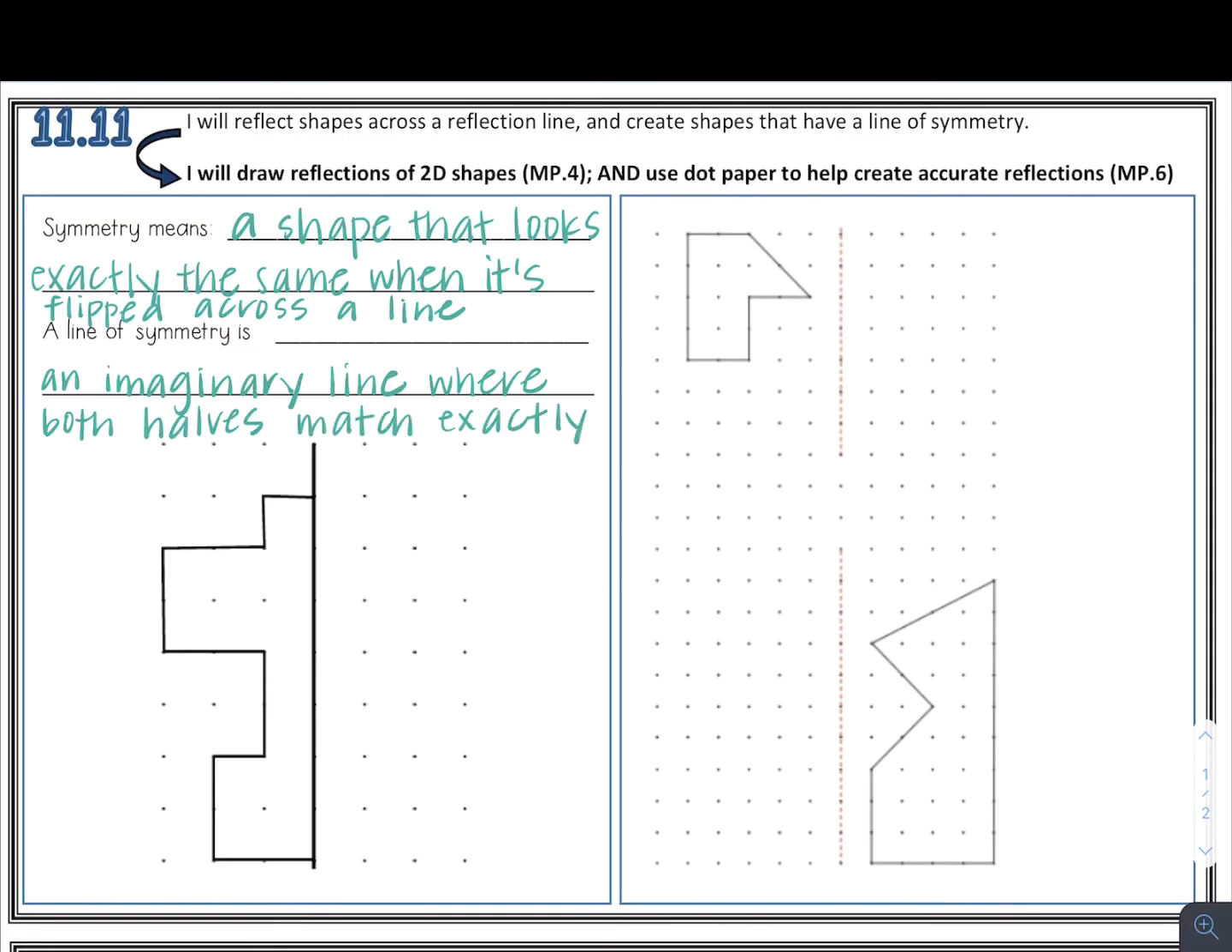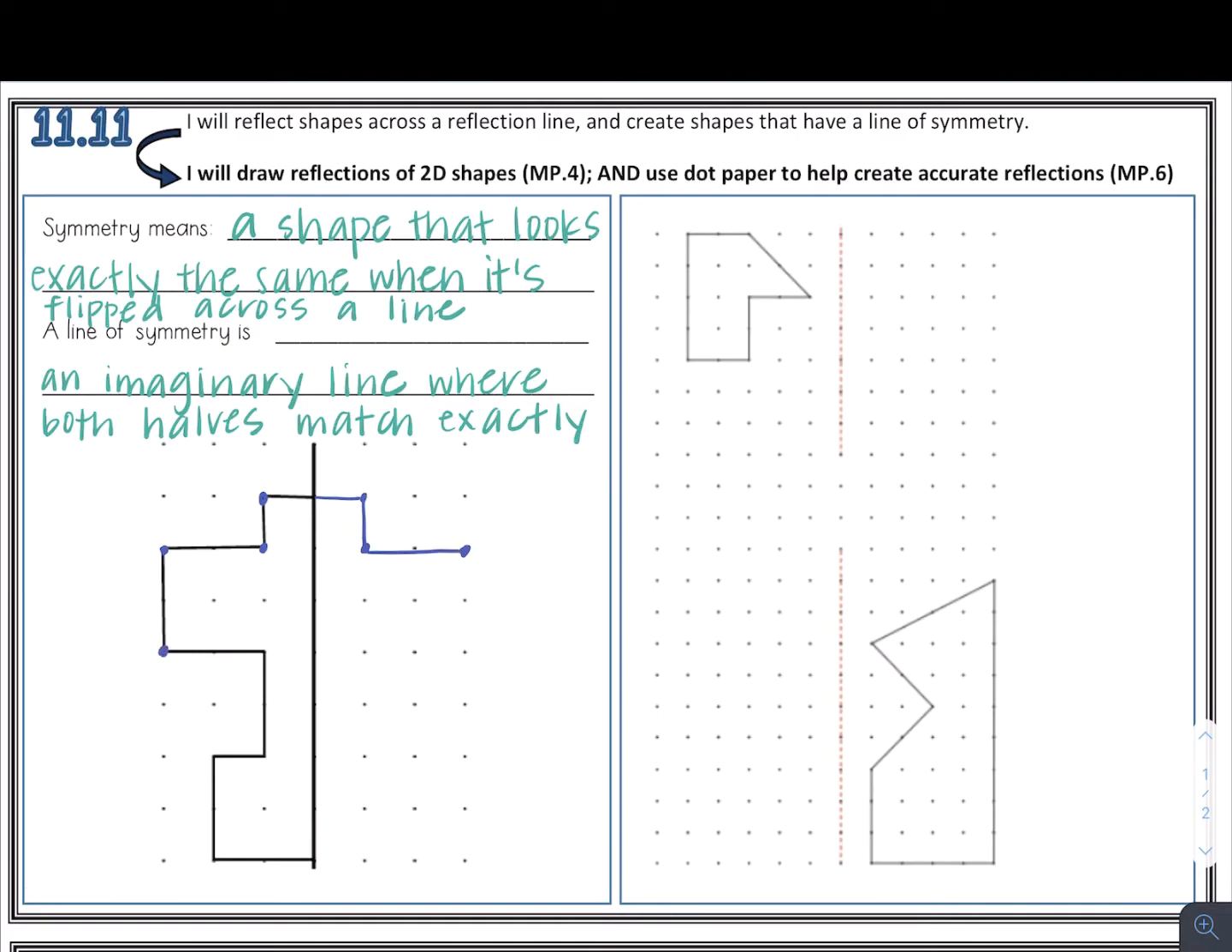So let's take a look at the first one here, where we have drawn a line of symmetry down the middle, and half of the shape has been drawn on the left side, and we are asked to complete the other half, or the other side, and make sure that it is symmetrical. So again, you're thinking about a mirror image.